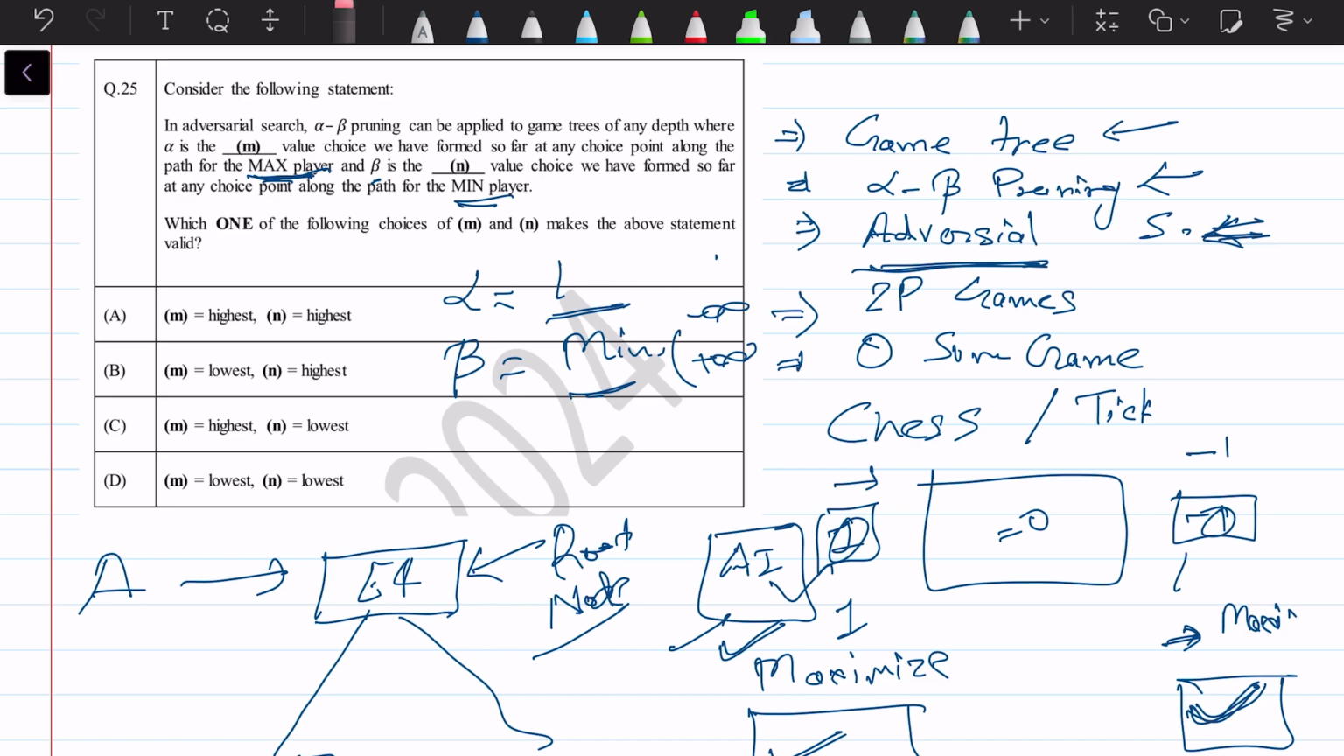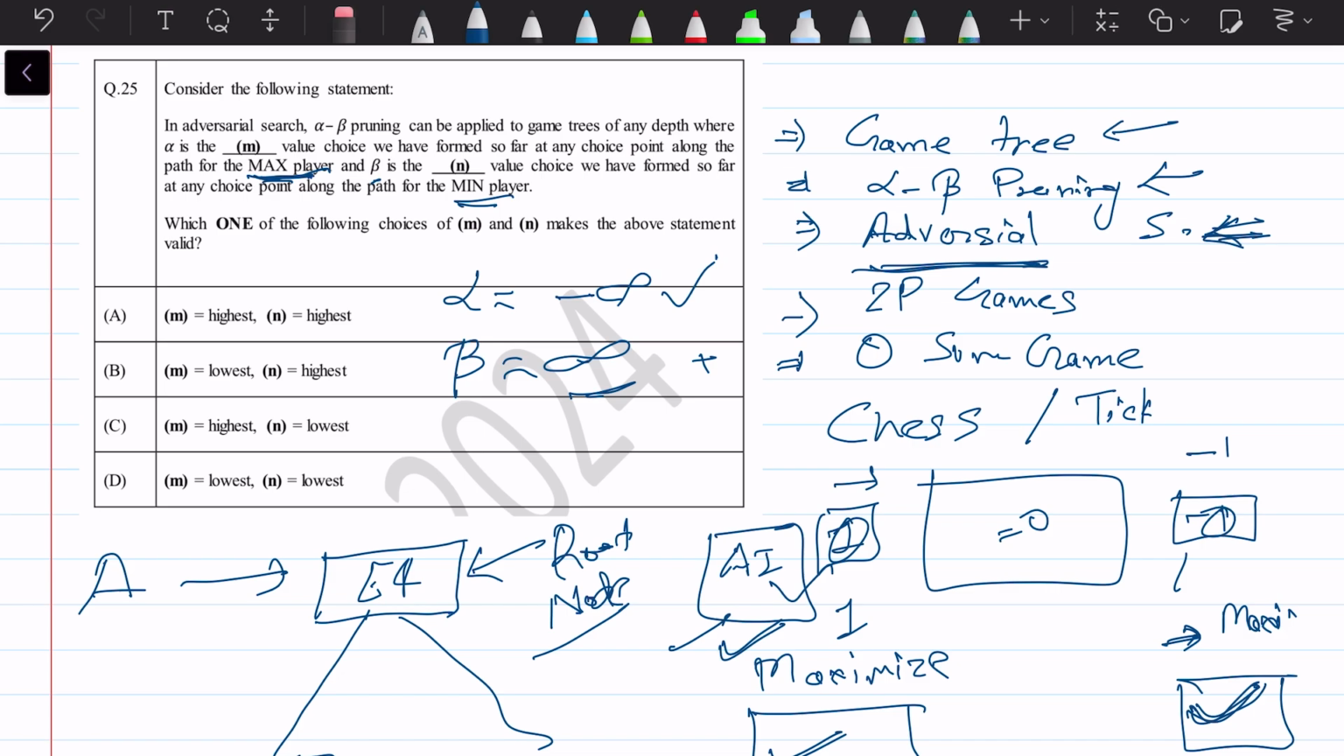Initially, alpha is negative infinity and beta is positive infinity. Whenever we get a higher number than negative infinity for alpha, we update it. Whenever we get a lesser number than infinity, we update our beta. Now let's read the statement again.